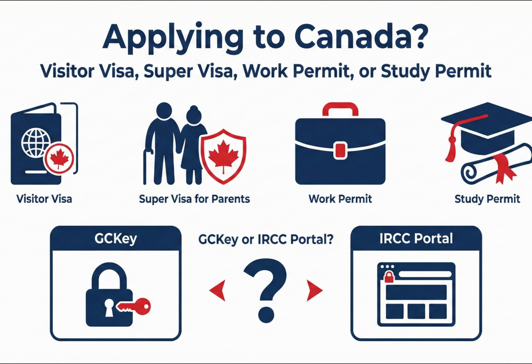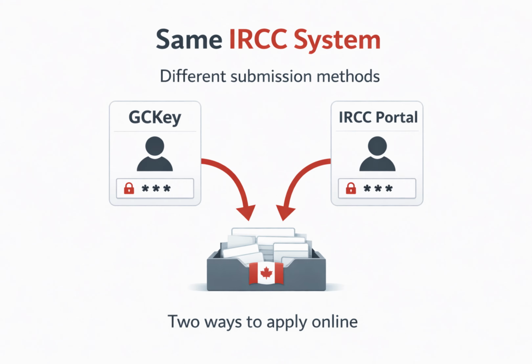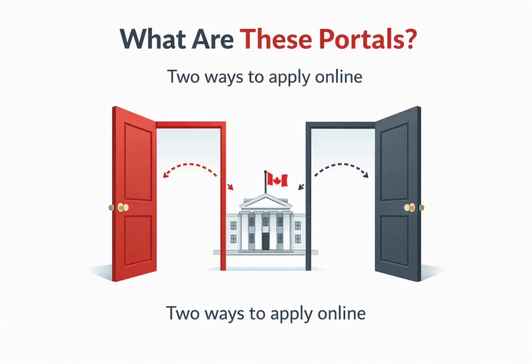To begin with, it's important to understand what GCKey and the IRCC Portal actually are. They are not approval systems, and they do not decide whether your visa is approved or refused. They are simply two different ways to submit your application online to Immigration, Refugees, and Citizenship Canada. You can think of them as two different doors, but both lead to the same IRCC processing system.